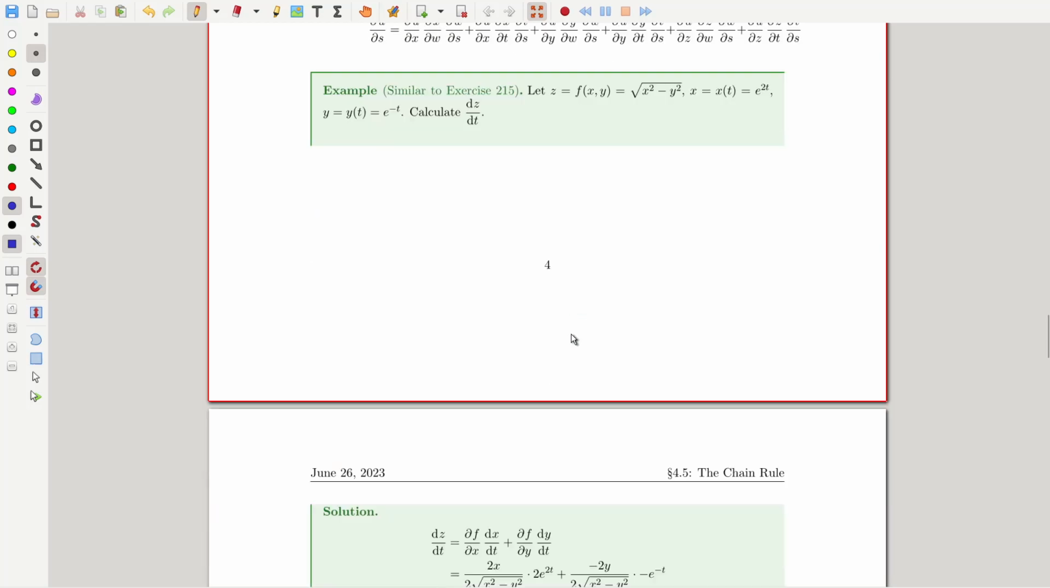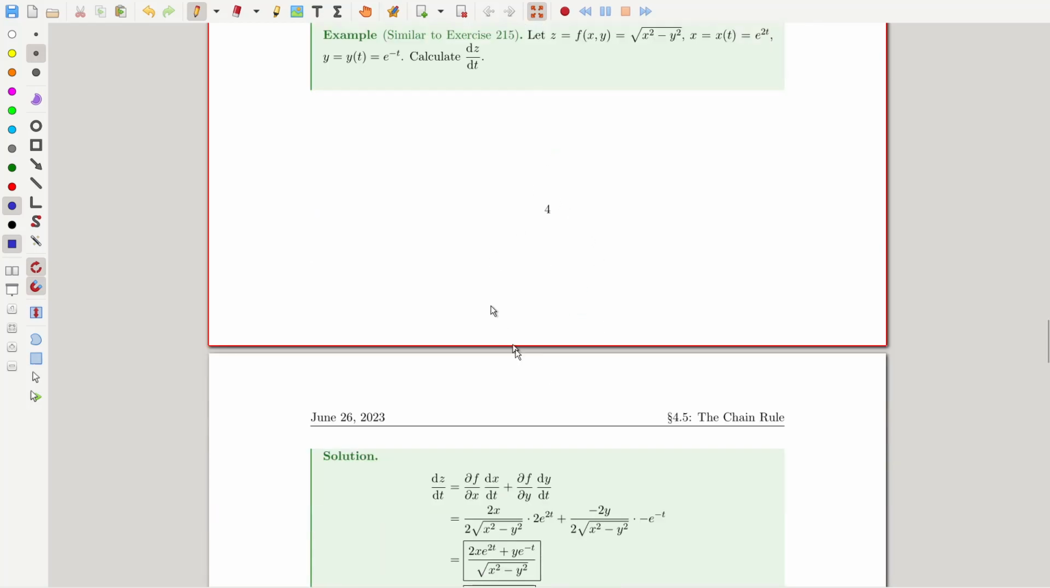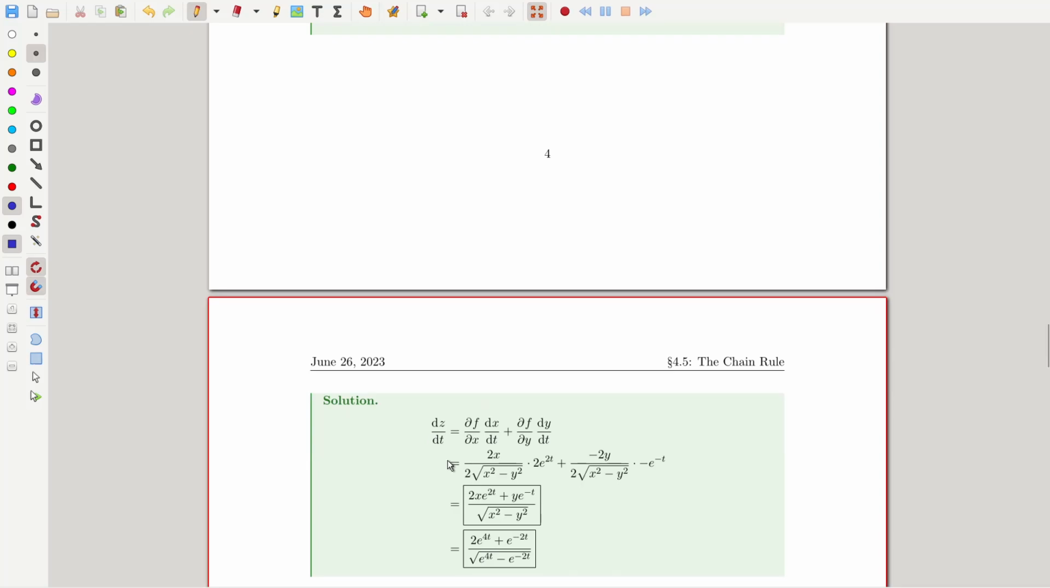Okay. So in this one, we have different d's. We have a curly d and a straight d because x and y are functions of one variable. So the derivative for those functions use the straight d version. Okay. All right. So let's see.